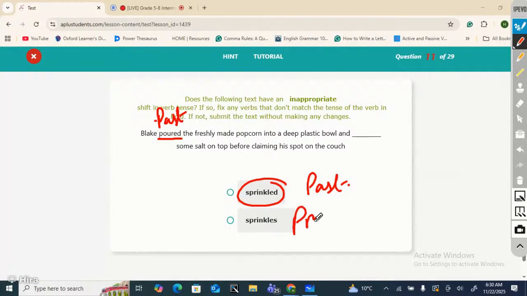Sprinkles is a present tense verb. It's incorrect. We cannot use it. So, and sprinkle some salt on top before claiming his spot on the couch.